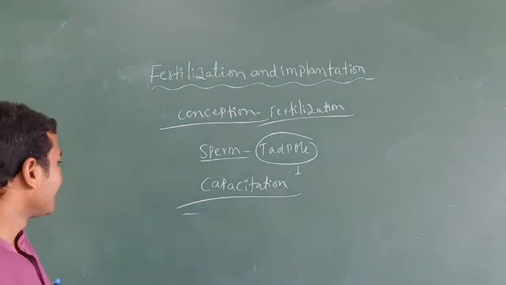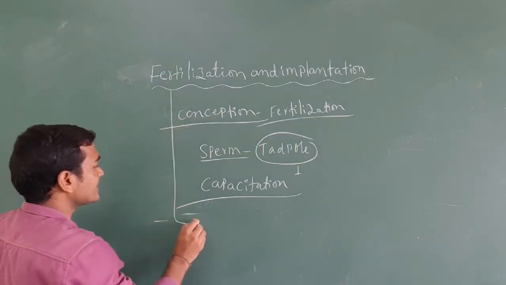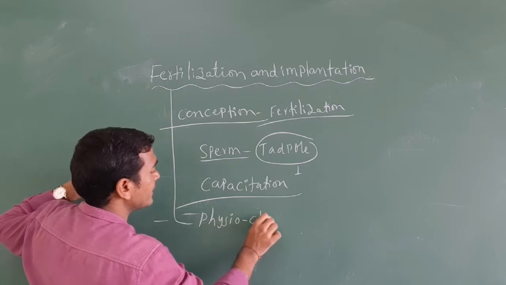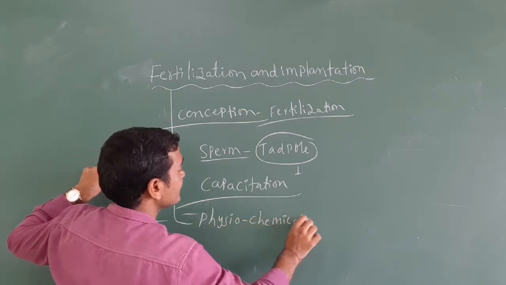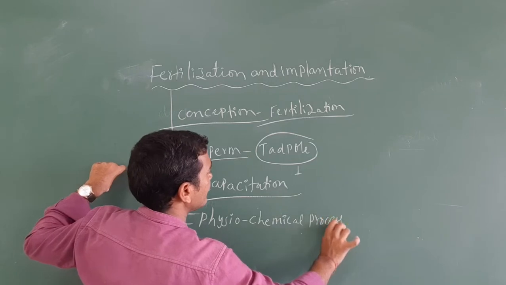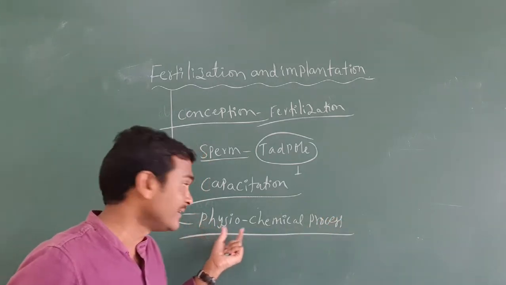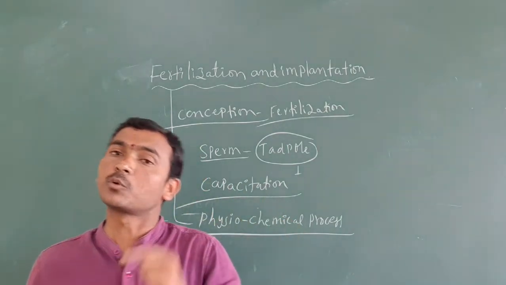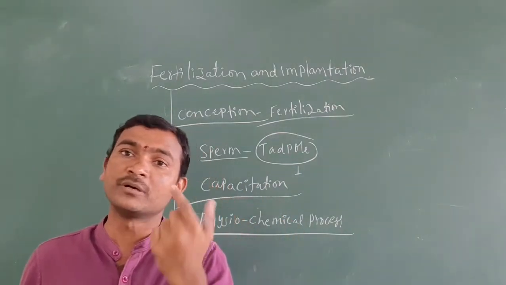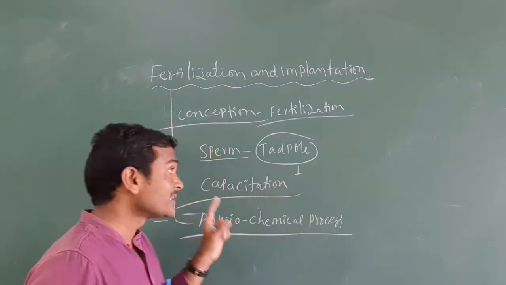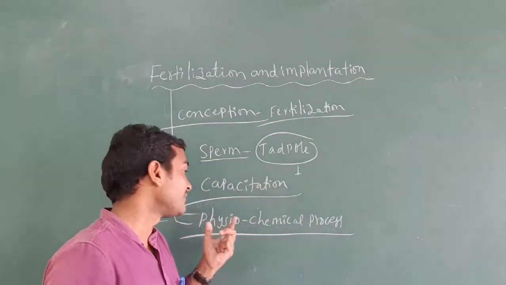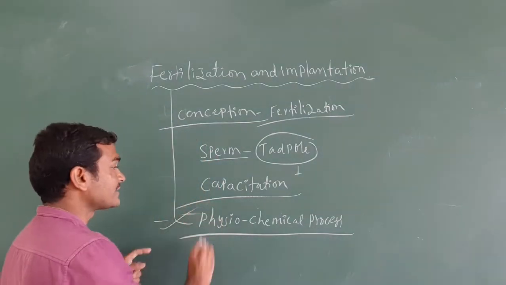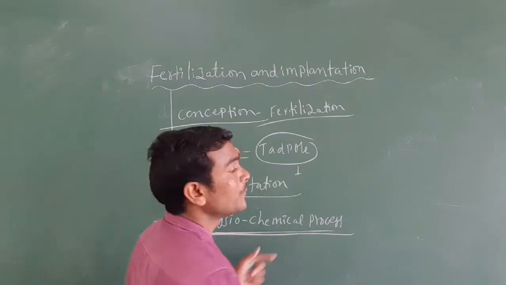Another thing we are discussing is that fertilization is a physiochemical process. Physiochemical means there are physical and chemical processes. The bulbourethral gland and the prostate gland help, so those are the chemicals. And the movement of the sperm from one place to another is the physical part. That is why fertilization is a physiochemical process.